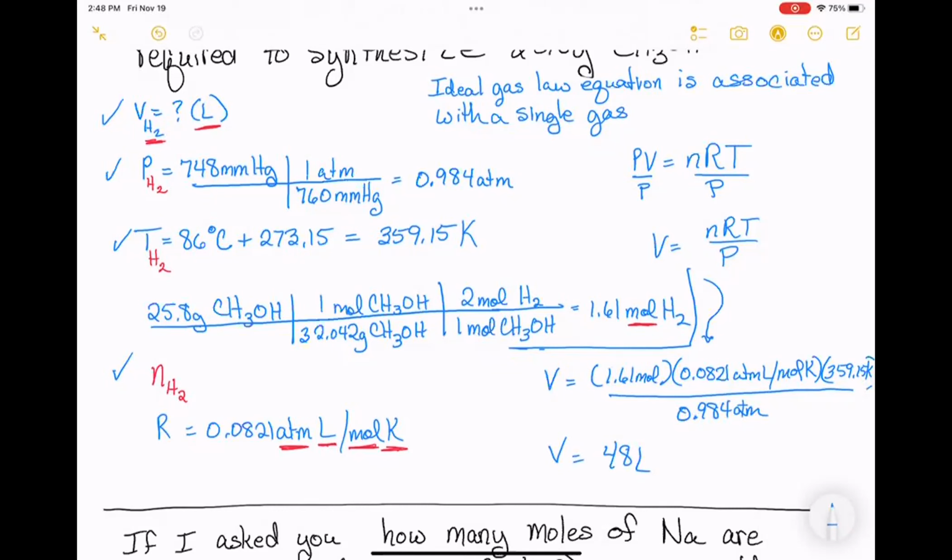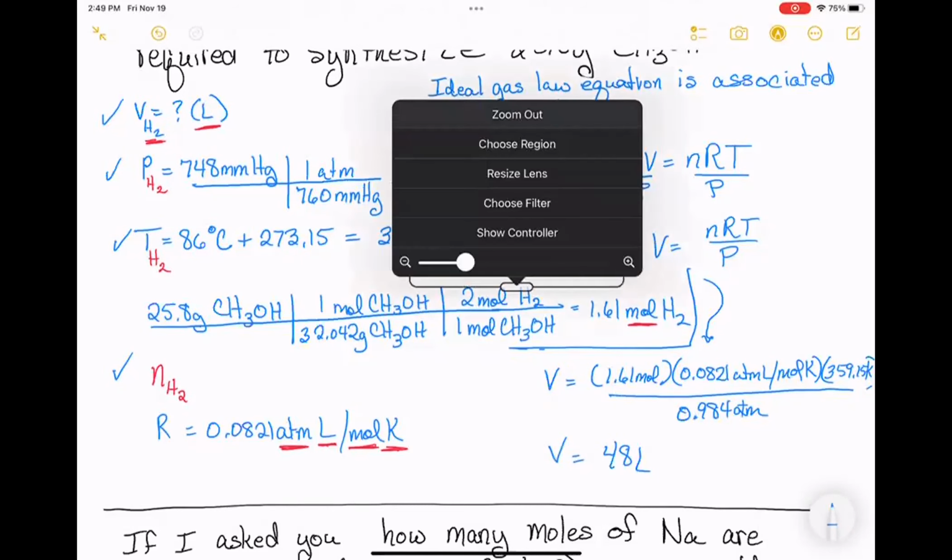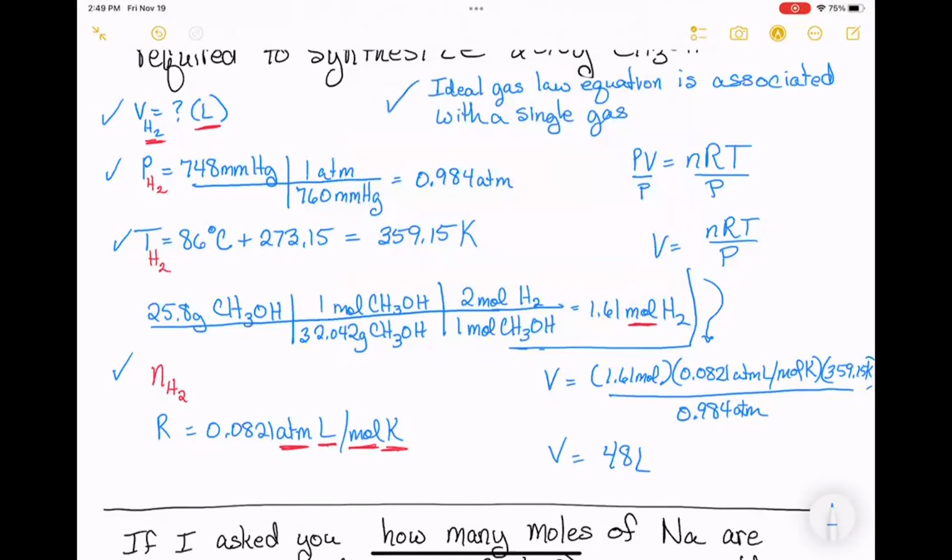So yes, we had to do stoichiometry to find the number of moles for this problem because an ideal gas law equation has to be associated with a single gas. So if we wanted the volume of hydrogen, we needed the pressure of hydrogen, we needed the temperature of hydrogen, and we needed the moles of hydrogen. So yes, we had to use stoichiometry to get to the moles of hydrogen.